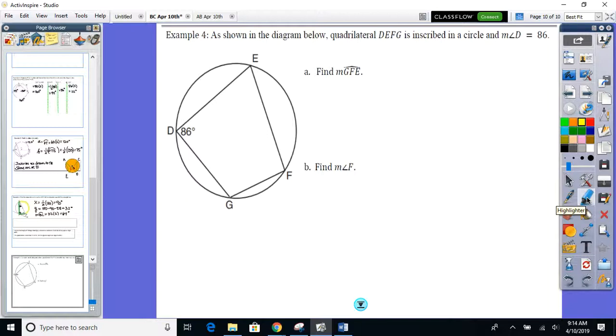One more theorem to go over. Part A is not that new theorem. You go right ahead in your groups right now. Find arc GFE for me. That is not a new theorem. You already know how to find that from today. Follow the letters. See if there's an angle drawn to it.